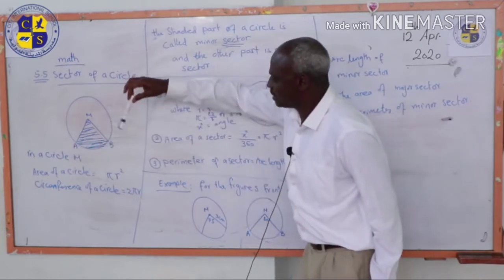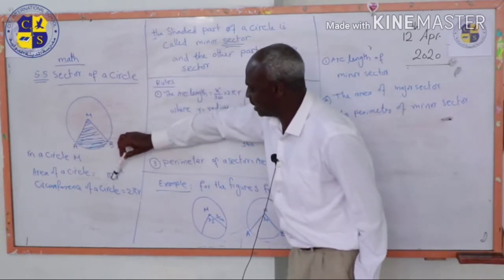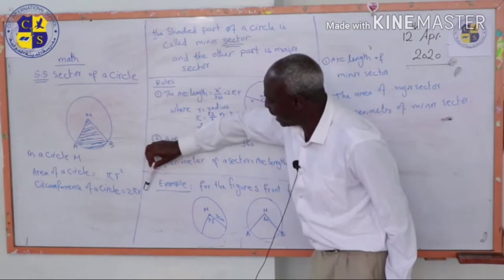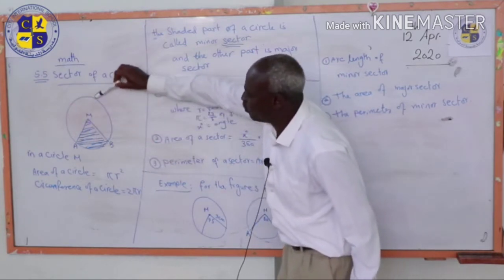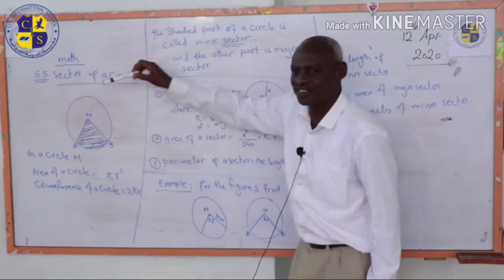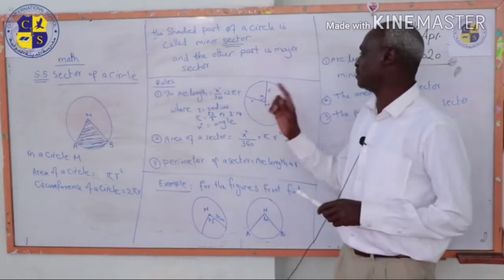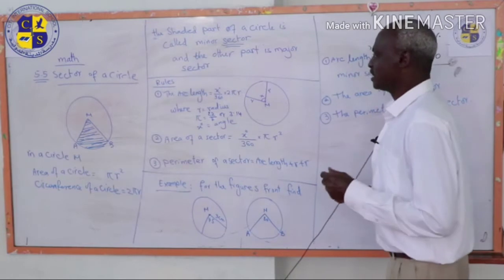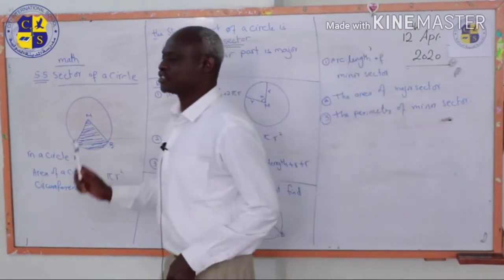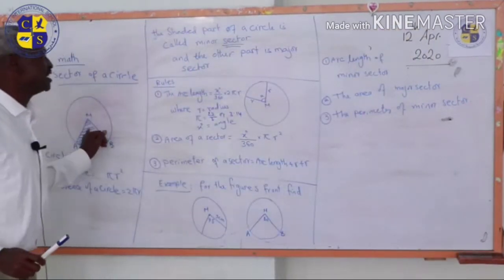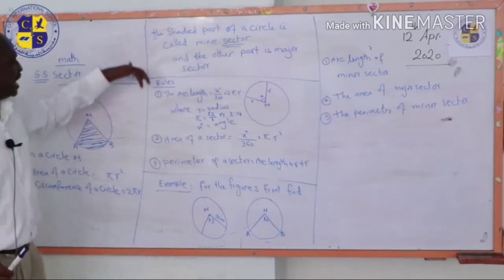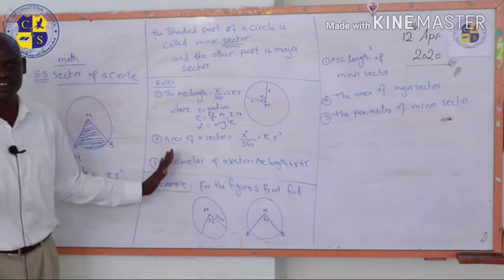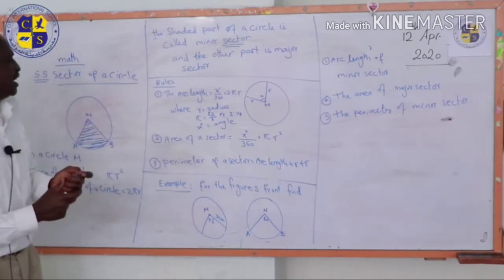Also, the circumference of the circle is equal to 2 pi r. Circumference means the arc which makes the circle. It is called the circumference of a circle or the perimeter of the circle. So the shaded area is called the minor sector and the other part is the major sector. Now we will take three rules, only three rules in this lesson.